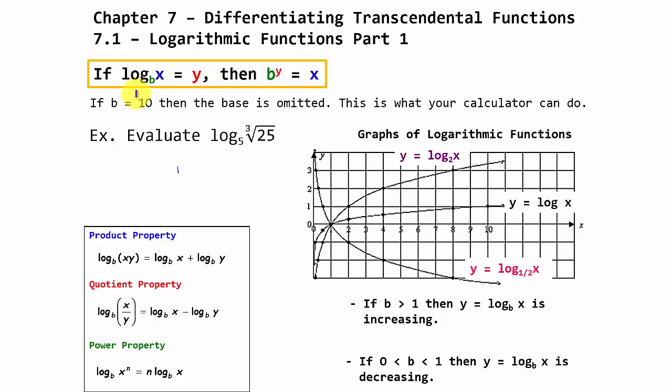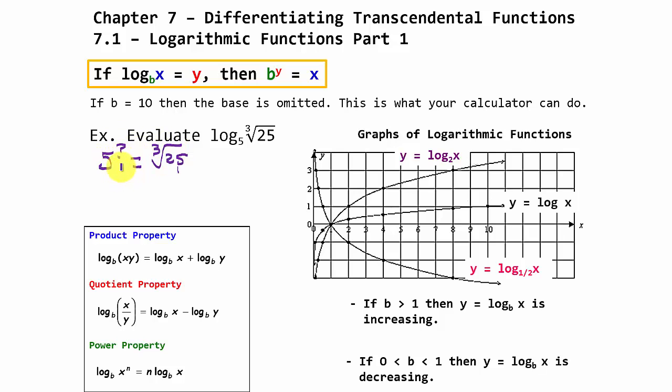First, remember the relationship: log base b of x equals y, then b to the power of y has to equal x. When you're asked to evaluate a log, you're looking for an exponent. For example, evaluate log base 5 of the cubed root of 25. 5 to the power of what? We're looking for an exponent that has to equal the cubed root of 25.